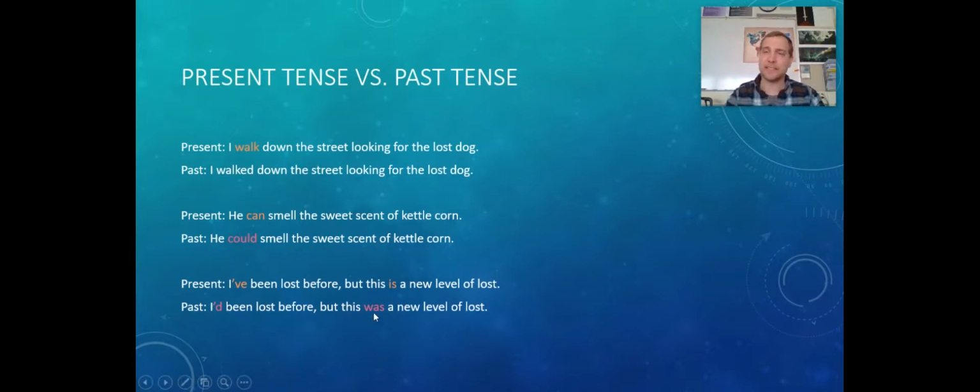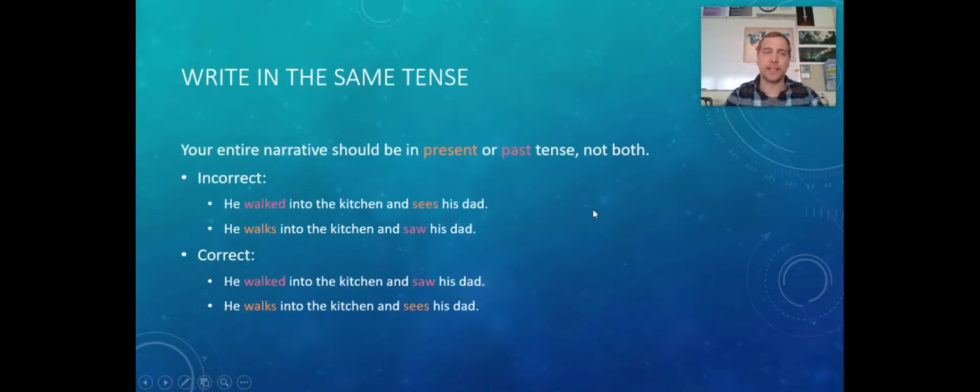The past tense is you are really telling things that happened already, right? Whereas the present tense is happening now. You're walking your reader through the story that's happening now. But your narrative should be entirely in the present or the past tense, but not both, right?